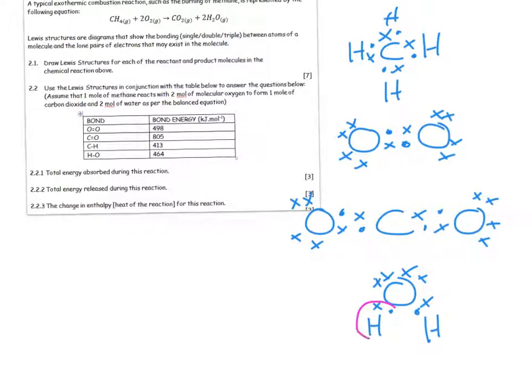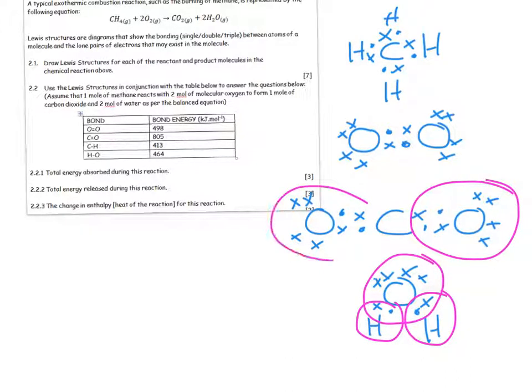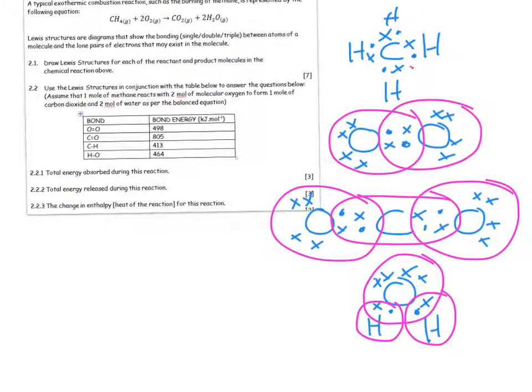You are expected in Lewis dots to show who's sharing electrons with whom. So that thinks it's got 8, the oxygen thinks it's got 8, the carbon thinks it's got 8. That oxygen thinks it's got 8, that oxygen thinks it's got 8. Then each of your hydrogens believe they have 2, and the carbon believes it has 8.